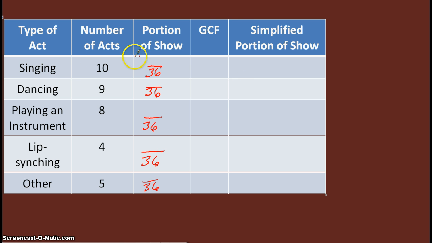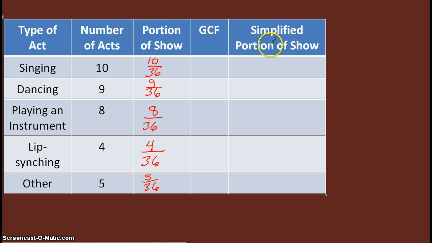In this case, singing would be 10 over 36. Dancing, since there are 9 of those acts, would be 9/36. Playing an instrument, there are 8 of those, so it would be 8/36. Lip syncing, since there are 4 of those, would be 4/36. And other will be 5/36.